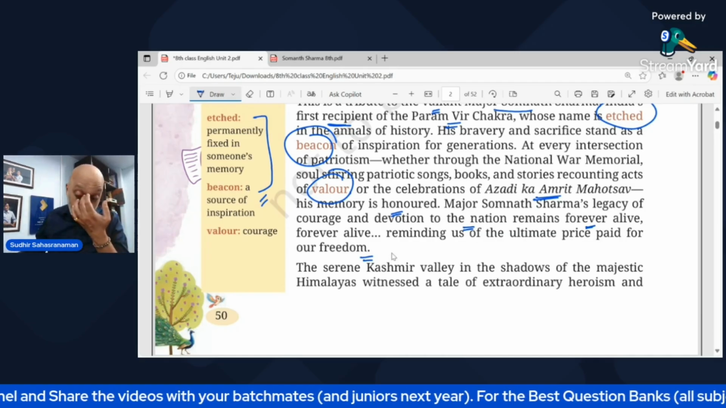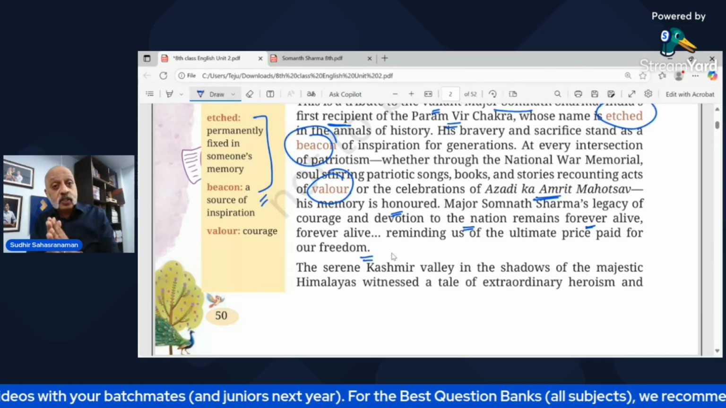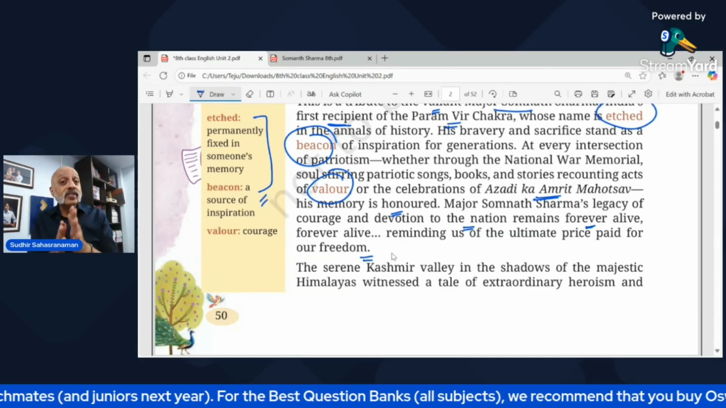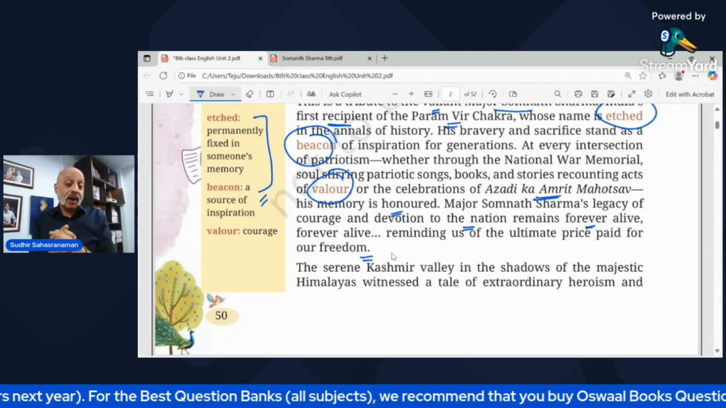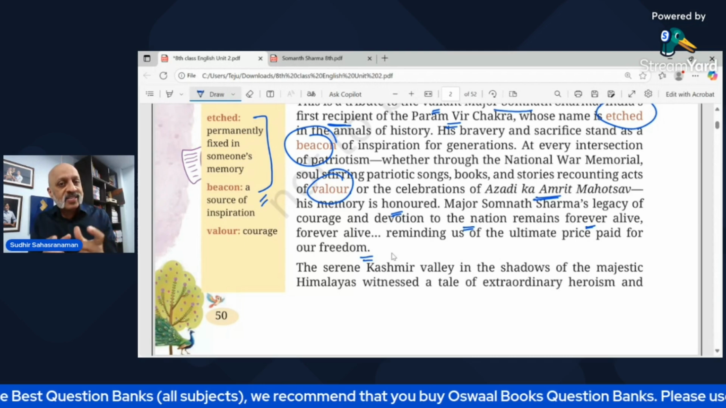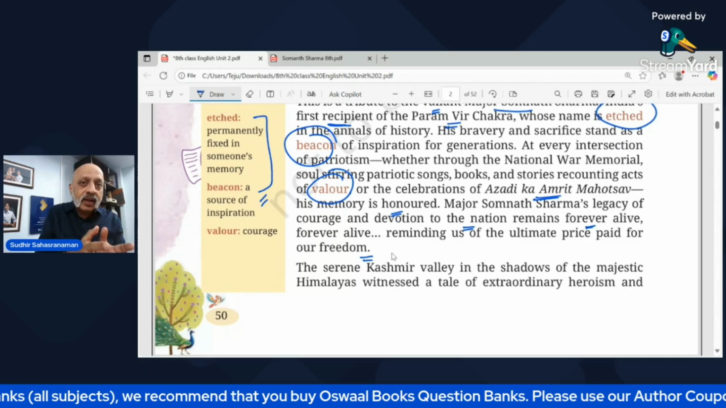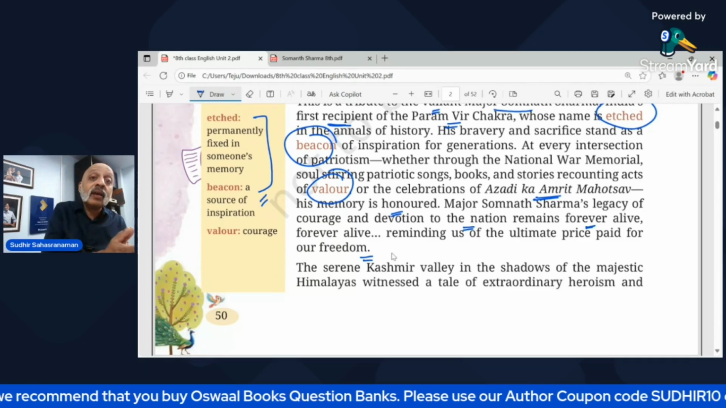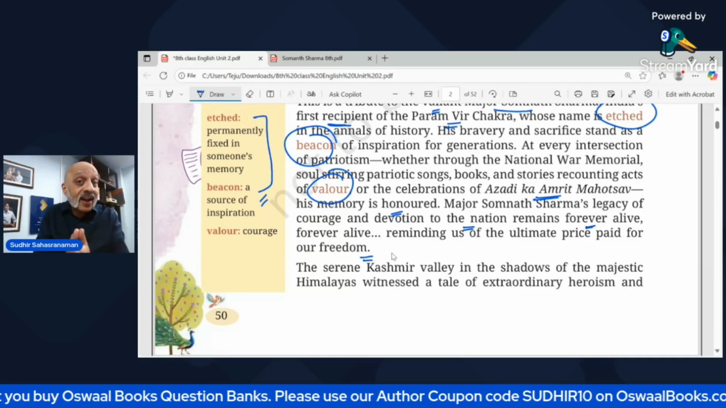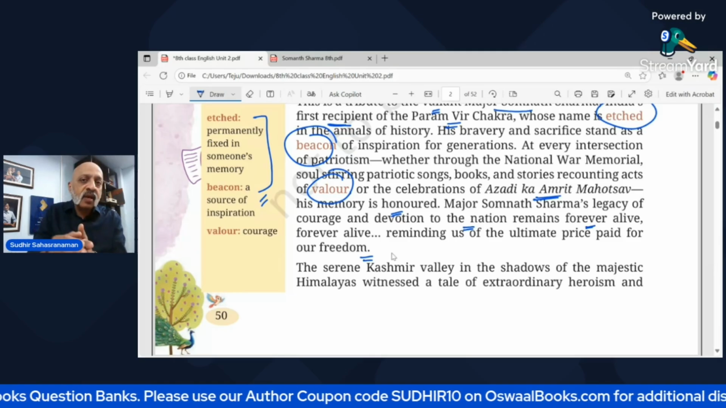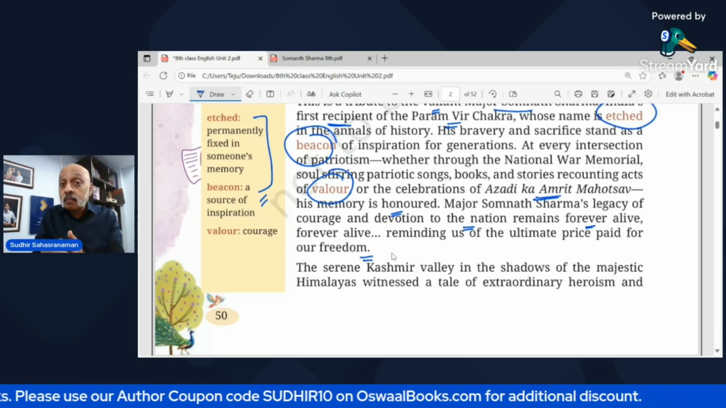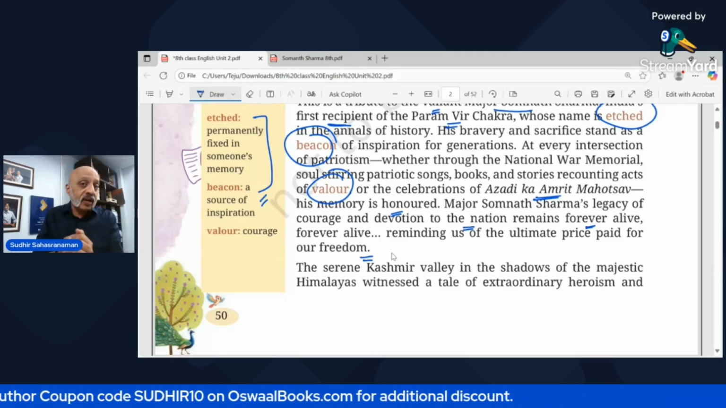Now, what really happened? I'm sure after having read the first paragraph, you are a little curious as to what really happened in the Battle of Badgam. This entire incident took place in the Kashmir Valley in 1947, just months after India became independent. In fact, just 2 months after India became independent.